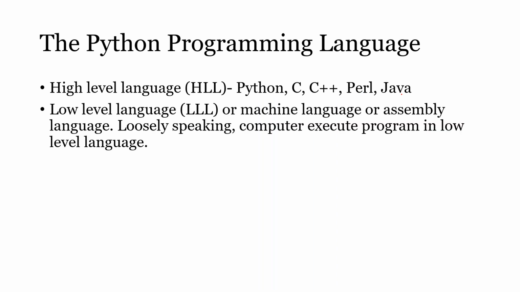When there is a high level language, there will be a low level language also. Low level languages are either called machine language or assembly language. So what is the use of low level language?